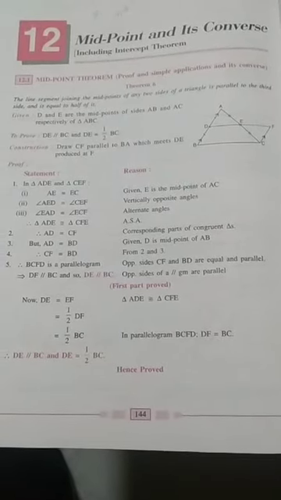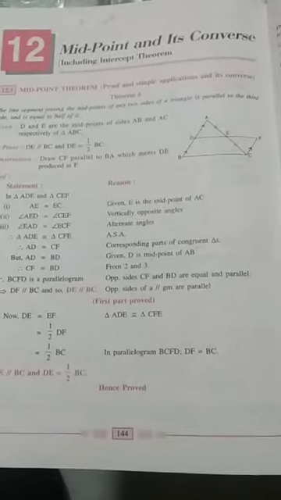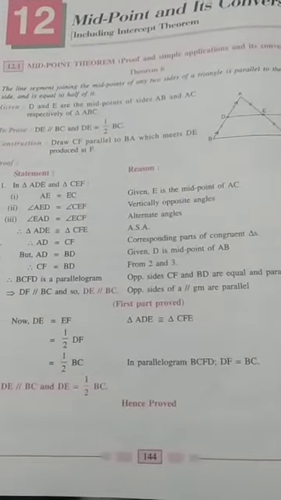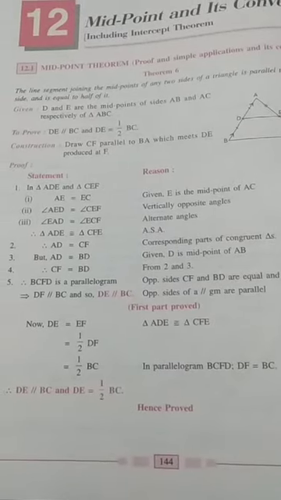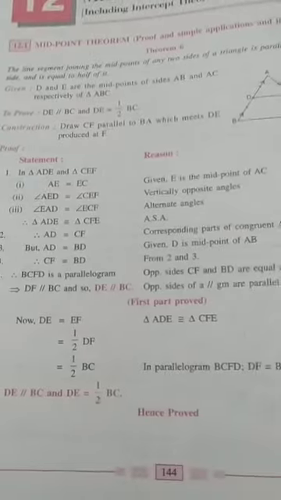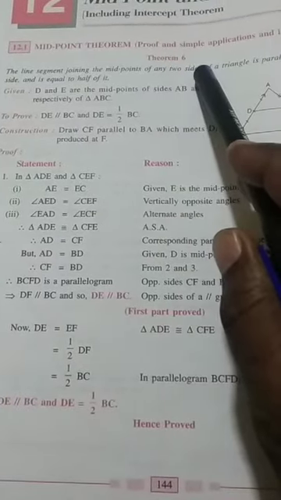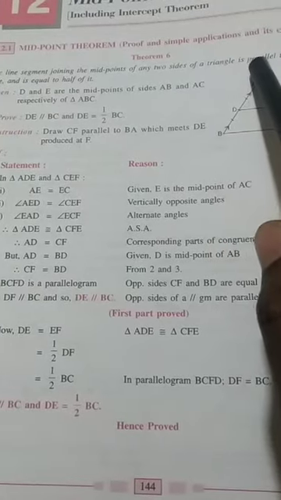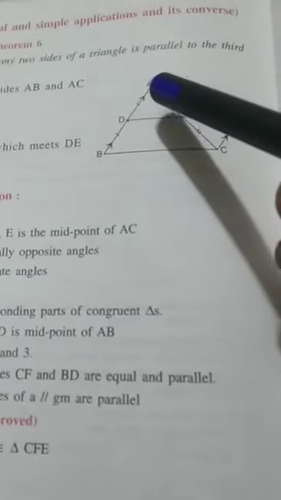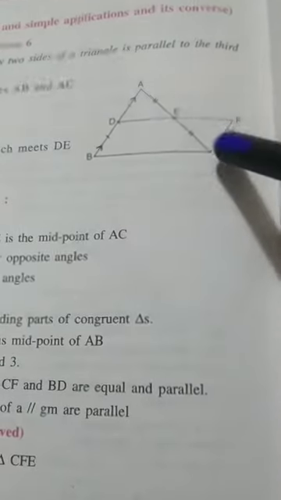Good morning students. Today I am going to discuss the midpoint theorem and its converse. So what is the first theorem? The theorem says the line segment joining the midpoints of any two sides of a triangle is parallel to the third side and equal to half of it. So what is given in this triangle ABC?